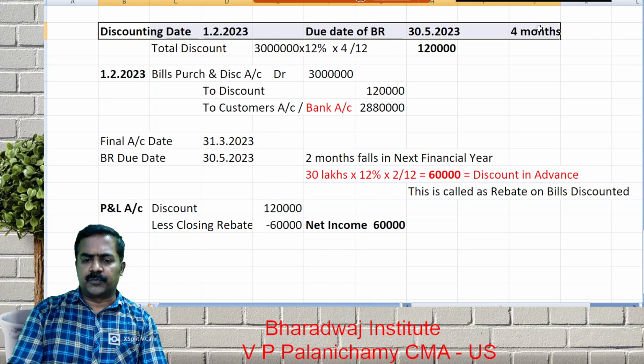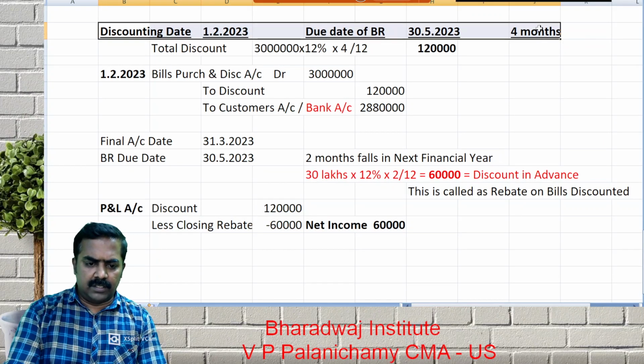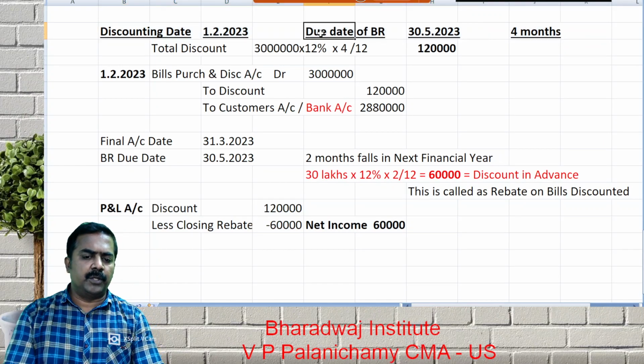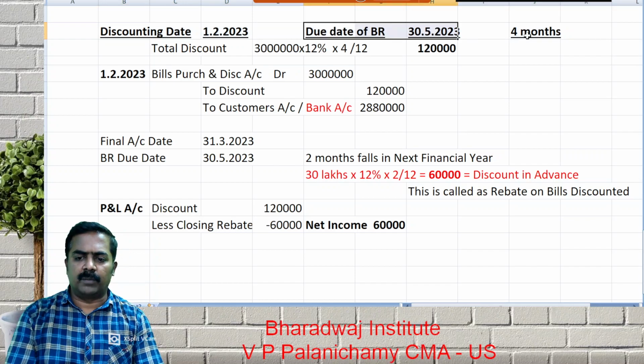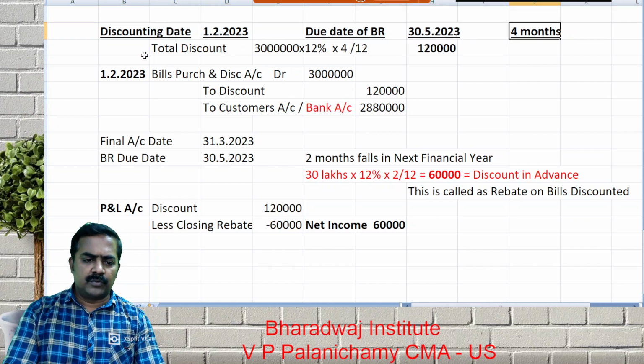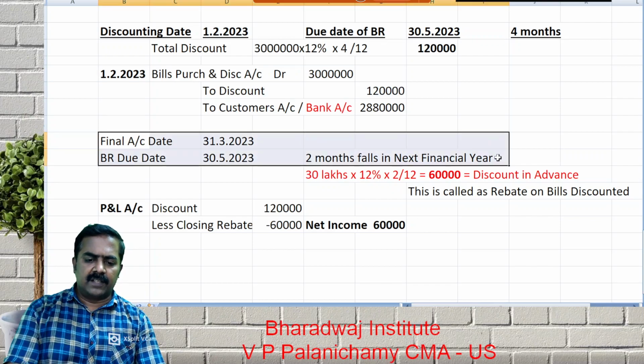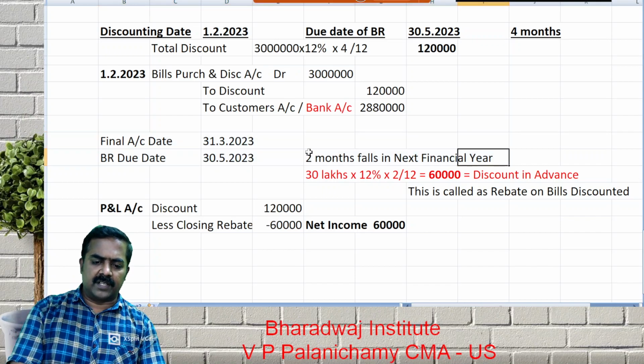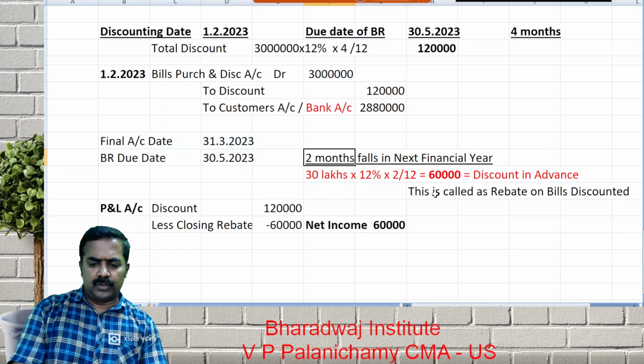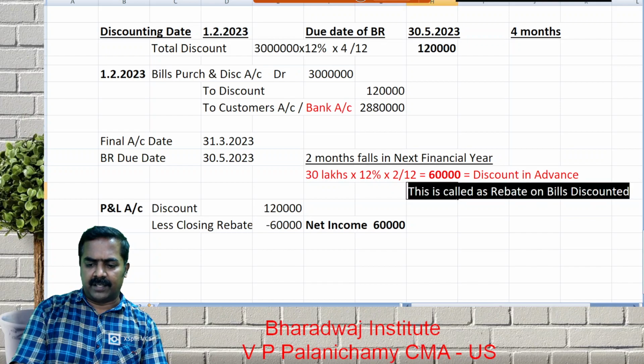Do you understand this 4 months concept? Discounted on 1st February, due date is what? 30th May. How many months in advance have we discounted? 4 months. Total income is 1,20,000. Out of that, 2 months fall in which year? Next year. So that cannot be recognized as income. So that is called as which one? Rebate on bill discount.